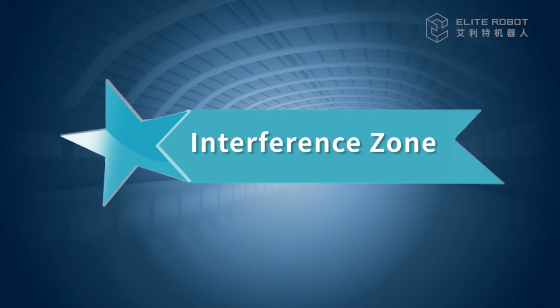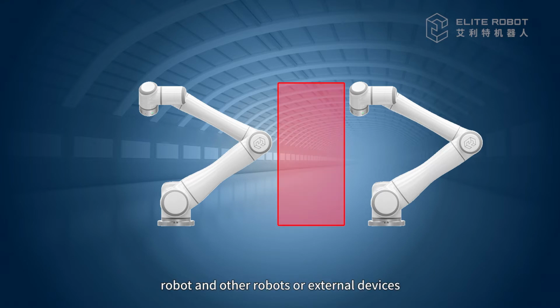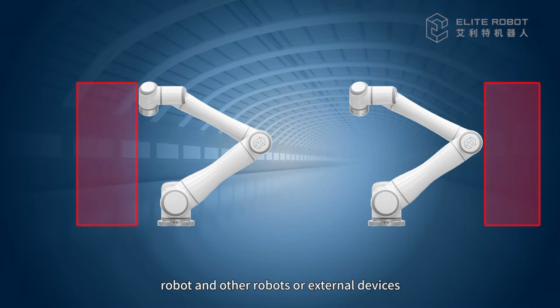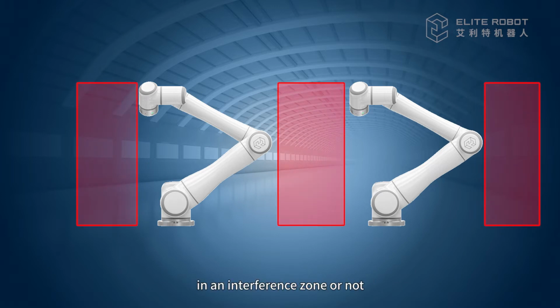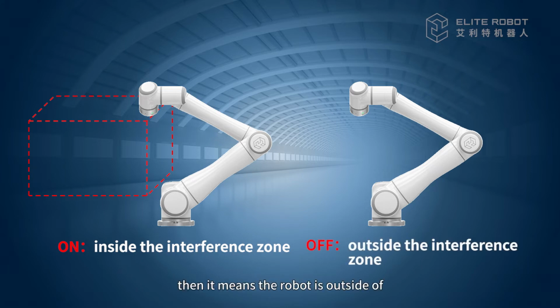Interference zones. The interference area is a function that prevents the interference between the robot and other robots or external devices. The system will check if the robot is in an interference zone or not and will output the result via an M signal. Sometimes we call it an M register. If the specified signal is on, it means the robot is in the corresponding interference zone. If it's off, then it means the robot is outside of the corresponding interference zone.